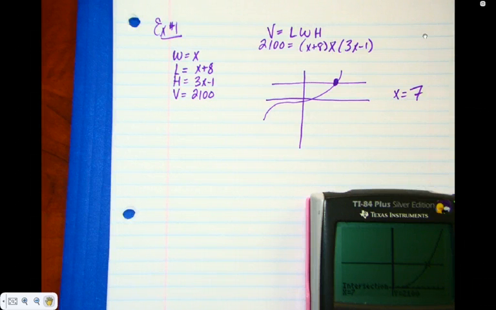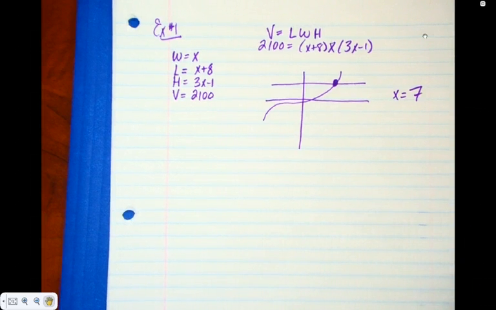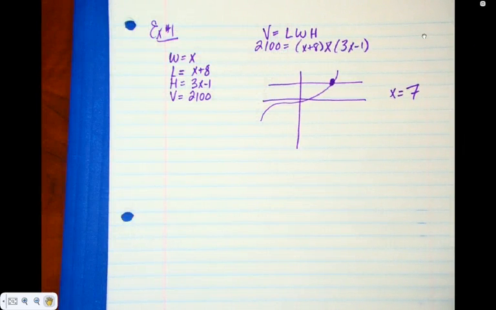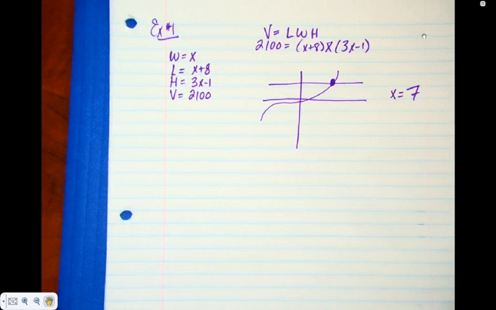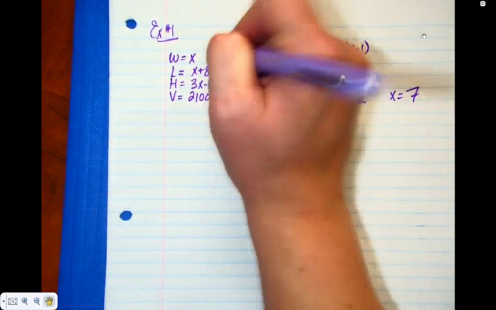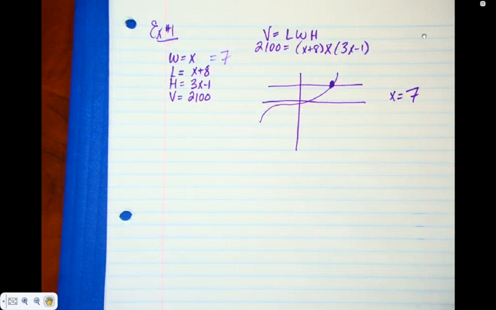With word problems, you just need to be careful you're going back and answering the question. So if the word problem wasn't there and this was just a graphing solution, 7 would be fine. But we need to go back and think in context. What is 7? Yes, but in terms of the situation, 7 is just the width because that's what we called x. What do we still need to find? The length and the height.